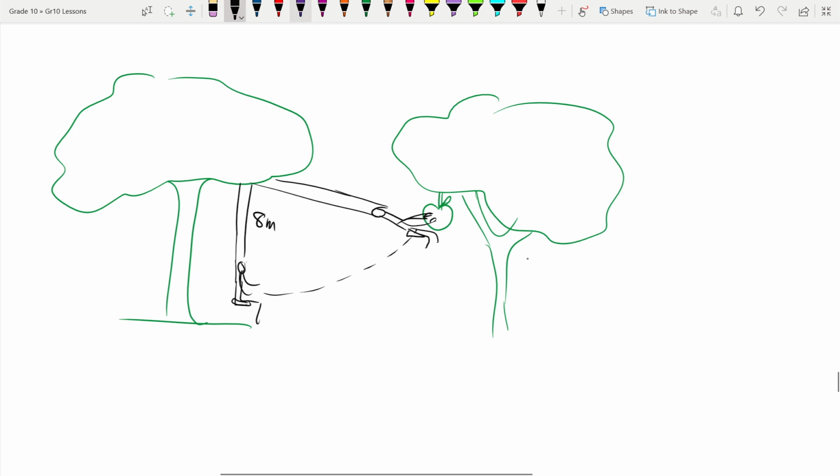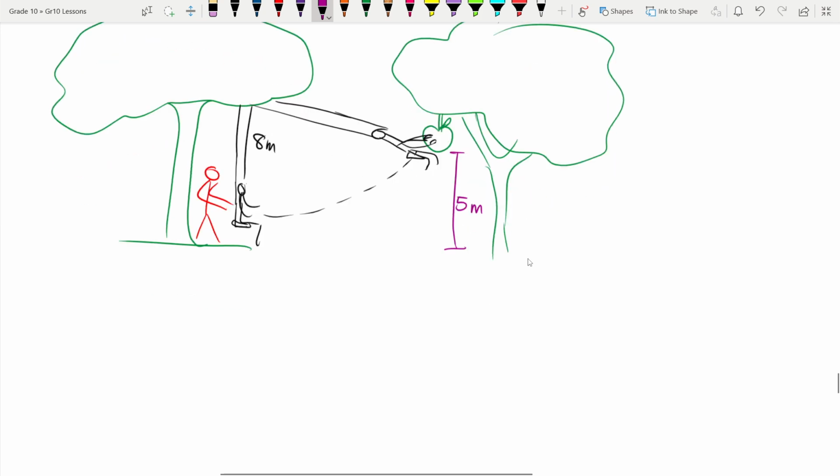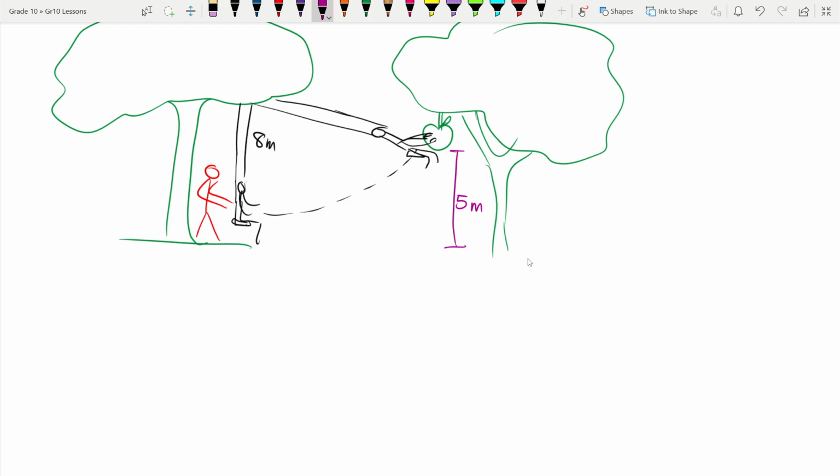So the question is, the person who's pushing them here, what speed should they give them? What is the speed that they need to actually take the apple from the tree if the apple is at 5 meters above the ground? I'm not sure if it's a question that makes sense to you guys, but that is what it is.